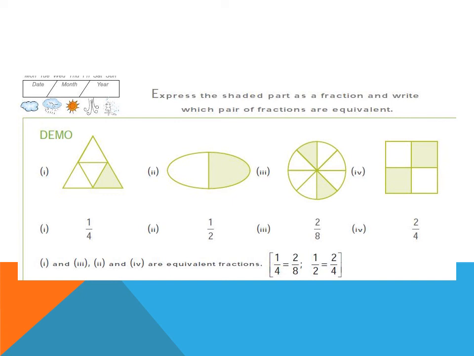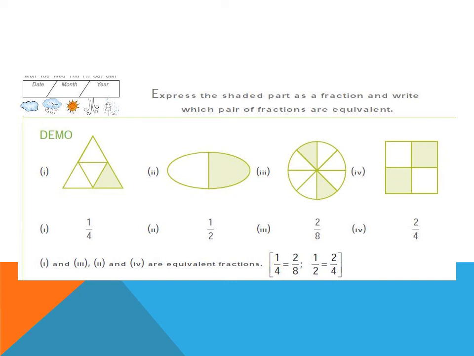In the second, the oval is divided into 2 parts and 1 part is shaded, so the fraction of the shaded part is 1 by 2. In the third, the circle is divided into 8 equal parts and 2 of those 8 parts are shaded, so the fraction will be 2 by 8. In the fourth one, the square is divided into 4 parts and 2 of those 4 parts are shaded, so the fraction of the shaded part will be 2 by the total number of parts, that is 4.